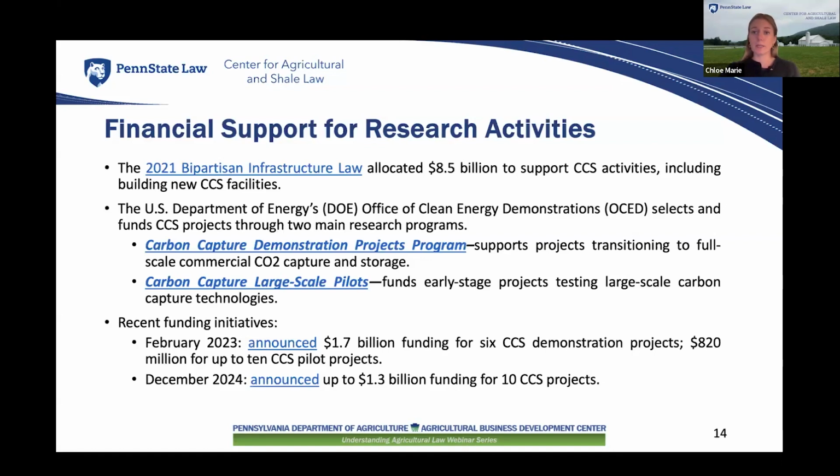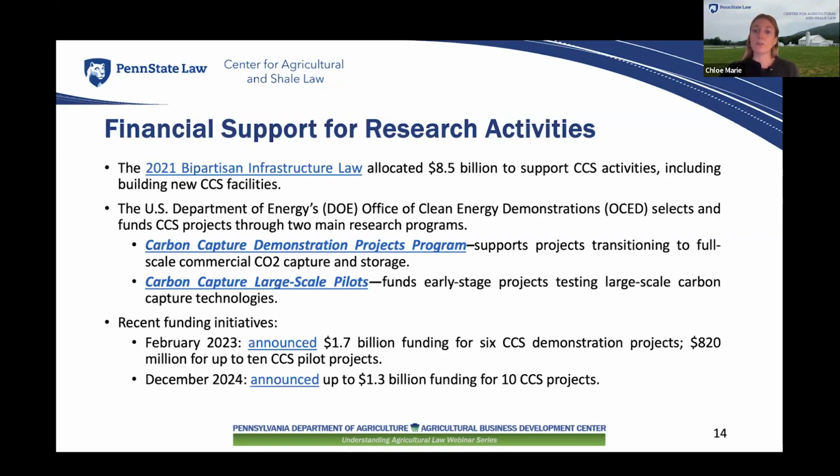And more recently, in December 2024, the OCED announced up to $1.3 billion in funding for approximately 10 CCS projects, with the federal government covering between 50% and 80% of the cost, depending on the project area. And the funding will be allocated across 3 main areas.